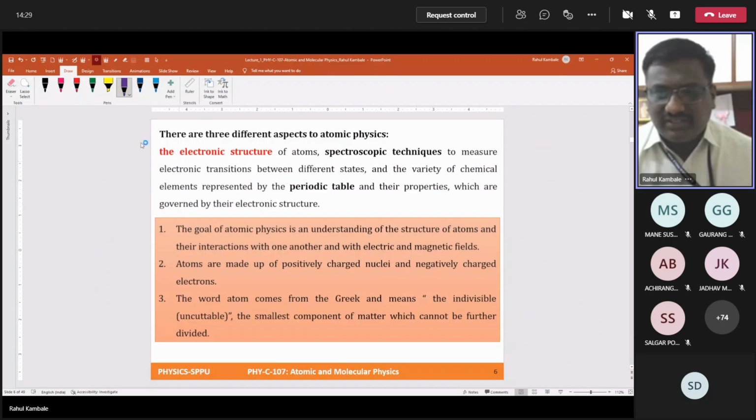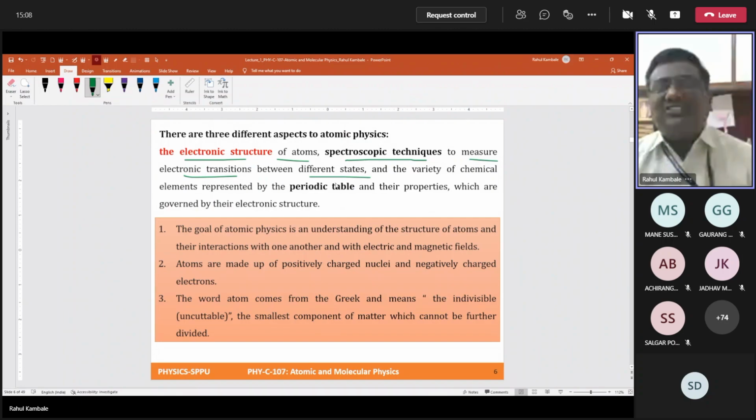So let us differentiate much more. As far as my understanding of atomic physics, what are the basic aspects? I figured out some three from here and there in some books. You may find some more or maybe less. The first is the electronic structure of the atom, meaning how the electrons are arranged. Then what are the spectroscopic techniques? To measure the electronic transition between different states.